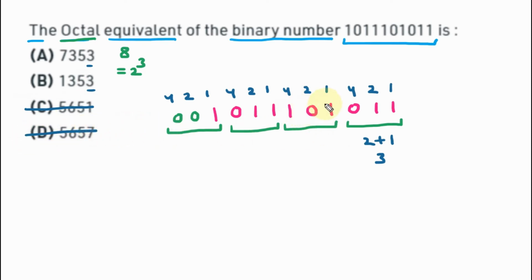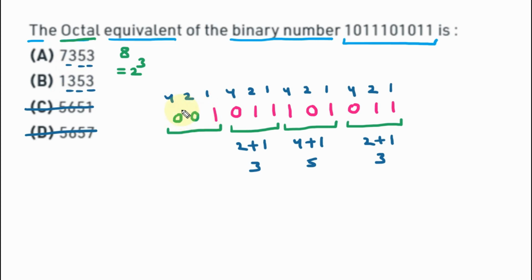Now we are going on the next pair. 4 ones are 4, plus 2 0 0, plus 1 into 1 is 1. So 4 plus 1 is 5. We can see that 5 is available in both the options. Now the third pair, 4 0 0, ignore this. 2 into 1 is 2, plus 1 into 1 is 1. So 2 plus 1 is 3. So here in both A and B we have 3.